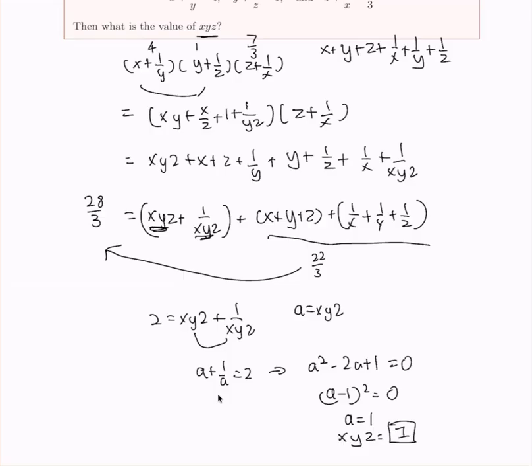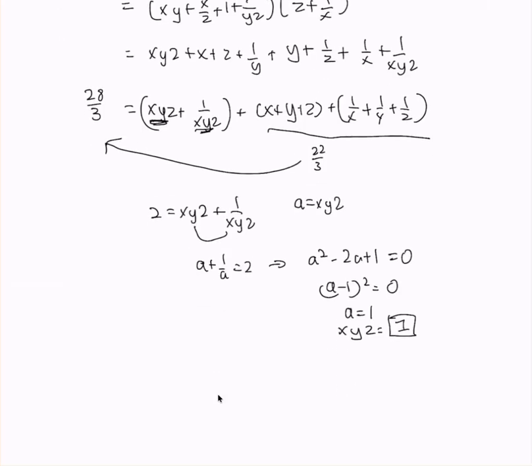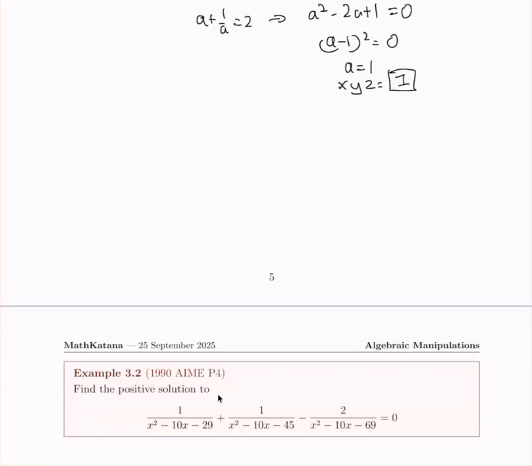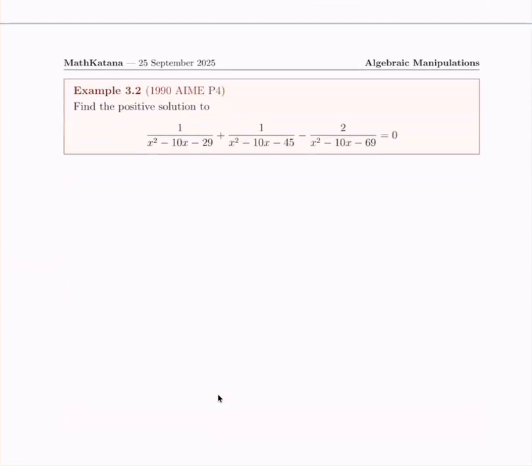Great. Well, that wasn't so hard, and that was problem 20 on the AMC 12. So we can see that algebraic manipulations are very important. Okay, now let's do an example from the AIME, which will be our last example today.